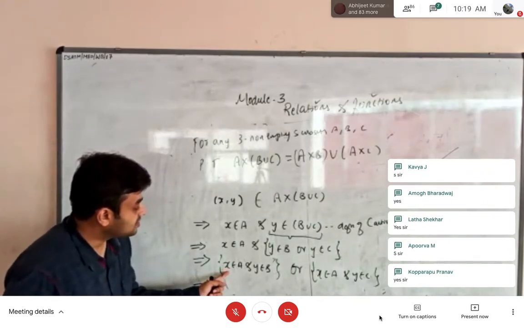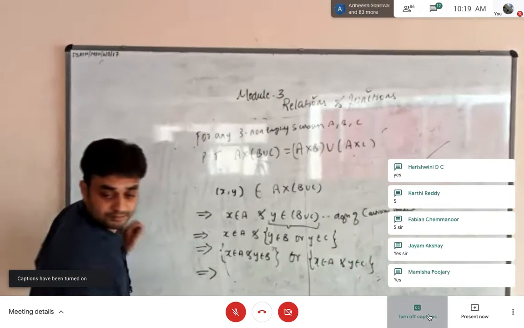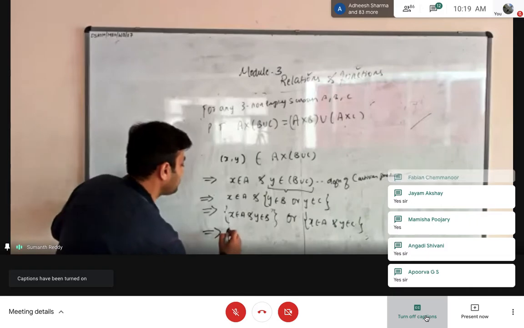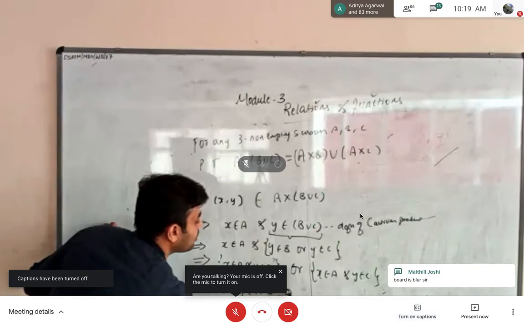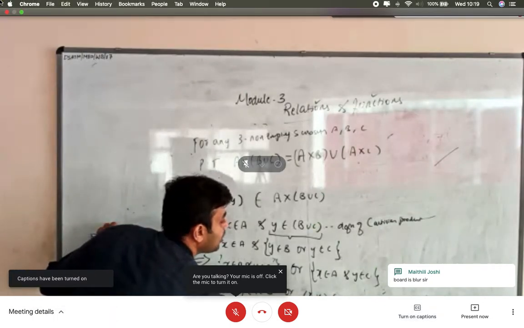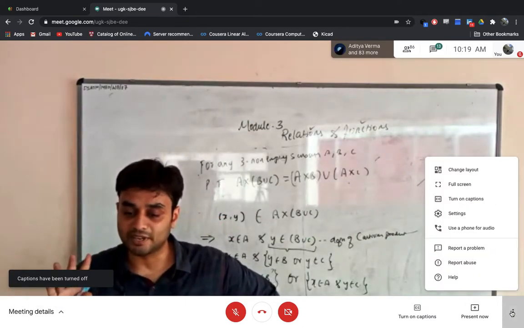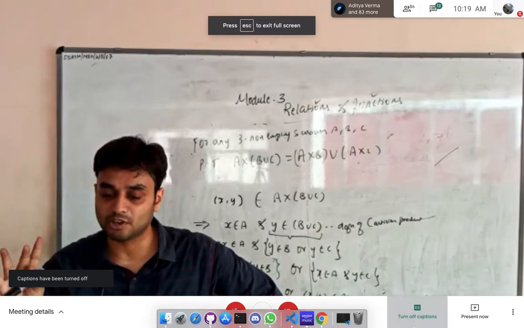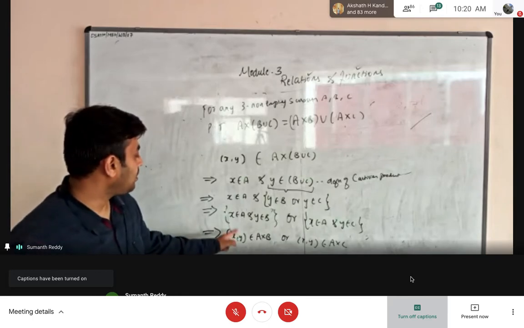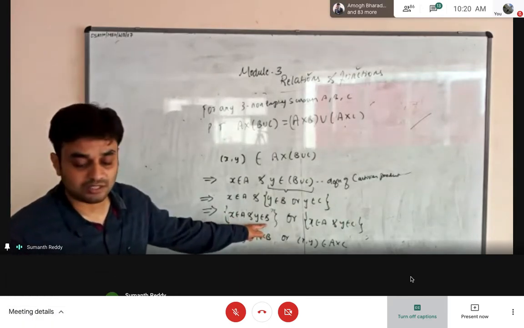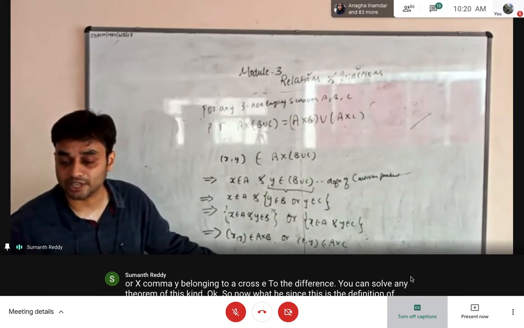So now, if you observe this, what he has given is X belonging to A and Y belonging to B. So if you combine this, what will happen? If you combine this, this will be equal to X comma Y belonging to A cross B, or X comma Y belonging to A cross C. I told you, right? If you remember those four mathematical definitions, that is union, intersection, Cartesian product and difference, you can solve any theorem of this kind. Okay. Since this is the definition of Cartesian product, because you have ampersand here and you have different elements, when you have different elements, what you have to write is Cartesian product only, right?